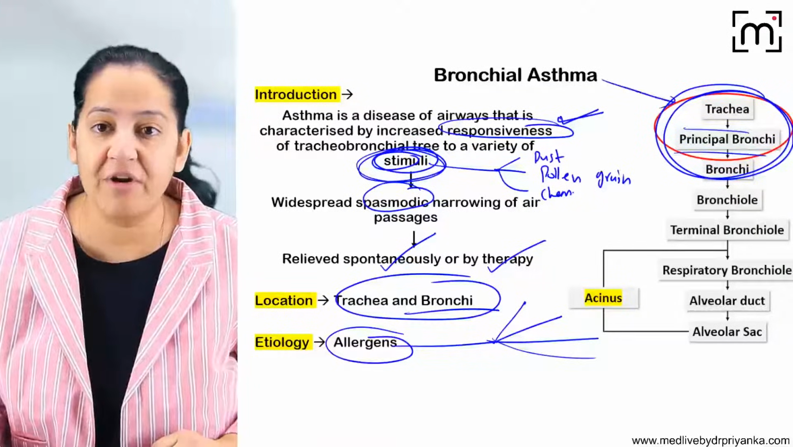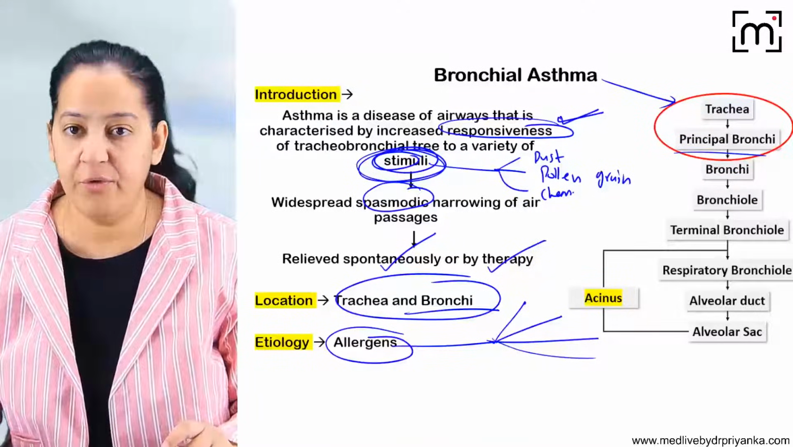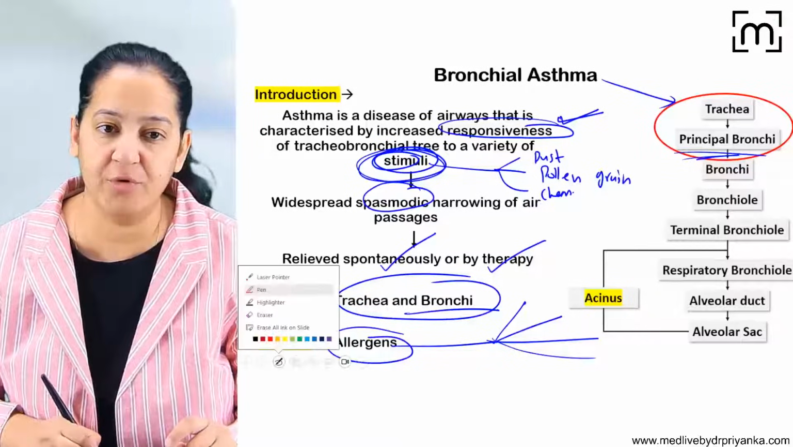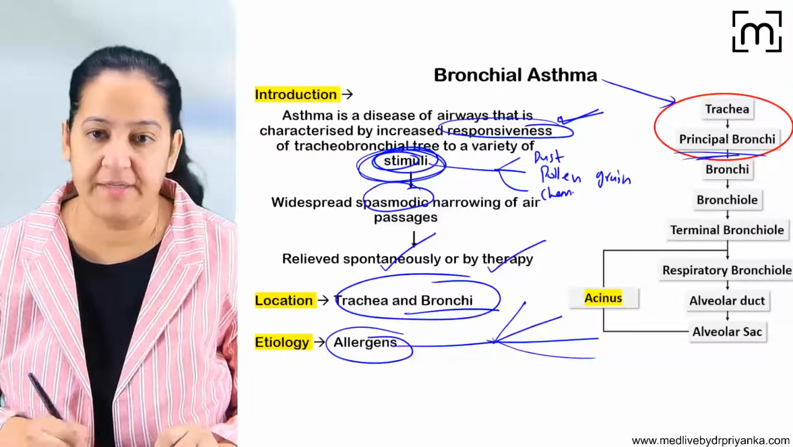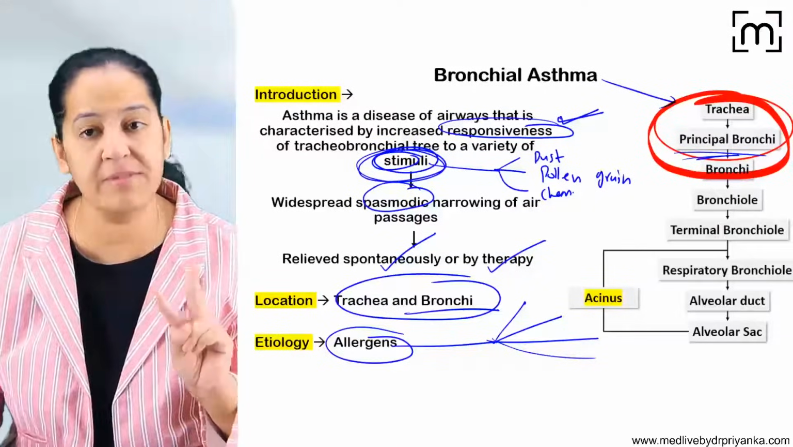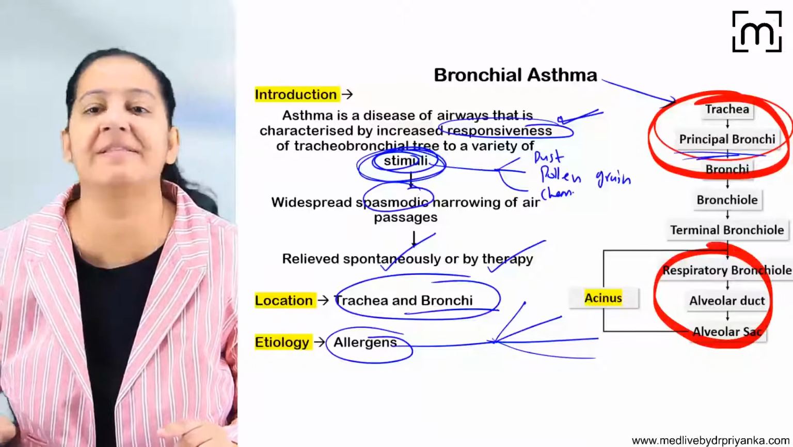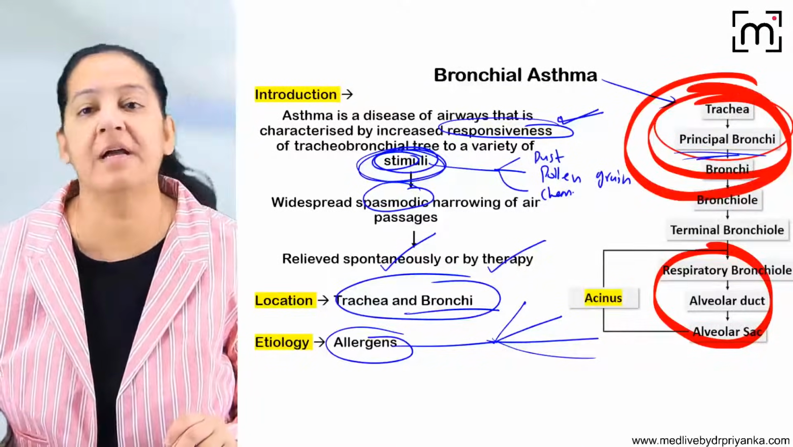So please learn the level of obstruction. This is the third COPD I'm teaching you right now. If you are watching all COPDs together, you may know the first COPD I taught you is chronic bronchitis. In chronic bronchitis, the level of obstruction is the trachea and bronchi. The second I taught you is emphysema. In emphysema, the level of obstruction is the acinus. And third, I am teaching you asthma. In asthma, again, the level of obstruction is the trachea and bronchi.